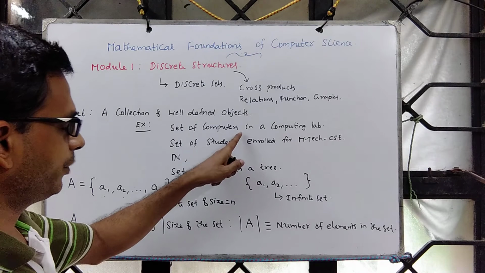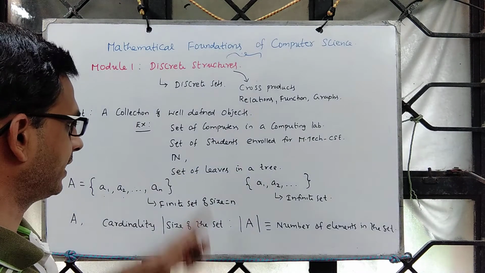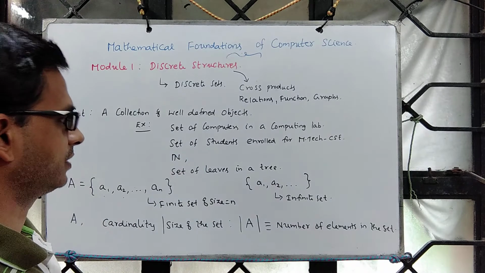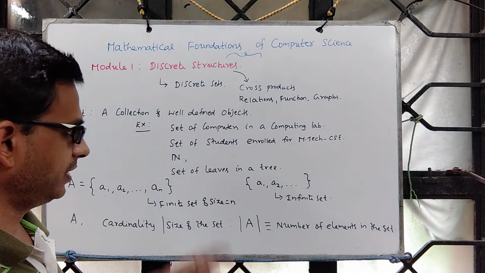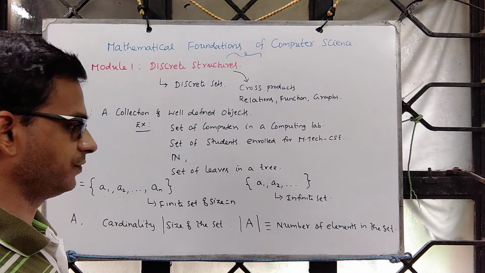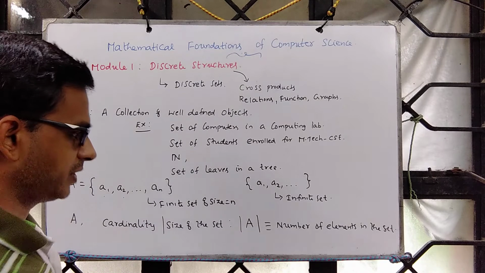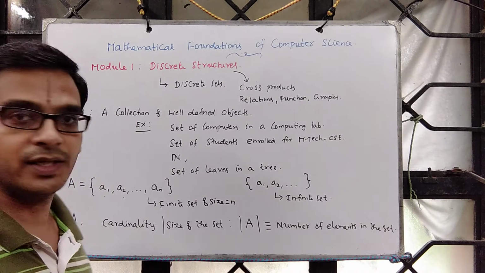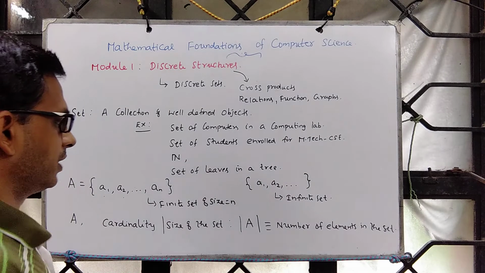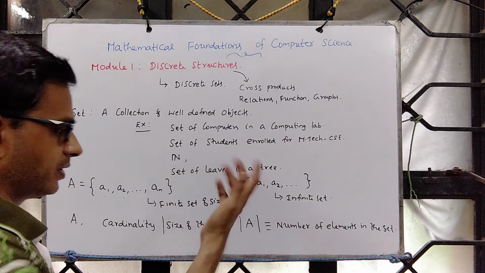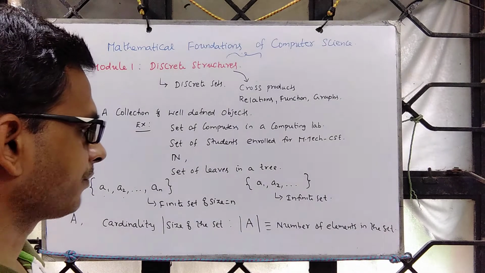Suppose there are 60 computers in the lab, then the cardinality of this set is 60. Suppose there are 50 students enrolled for MTech CSC, then the cardinality of this set is 50. And the cardinality of this set is infinite, because you cannot talk about a specific number for an infinite set. And this may be, say, 1200 if a tree is fixed.